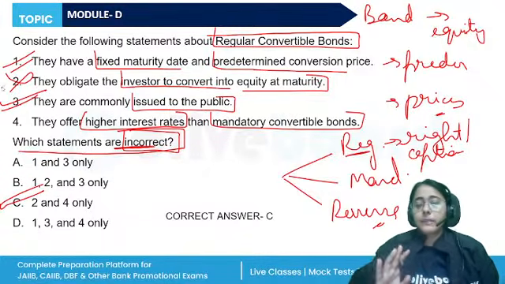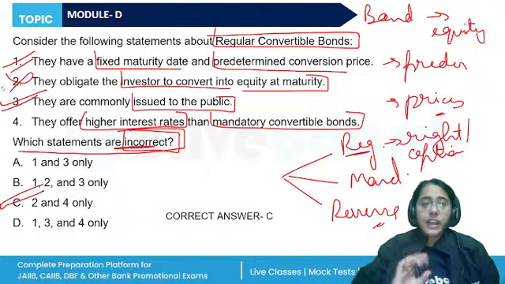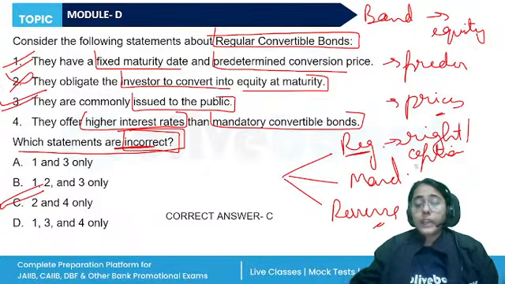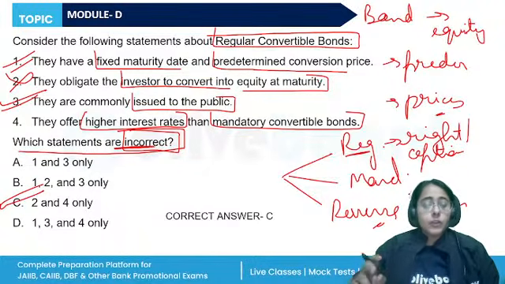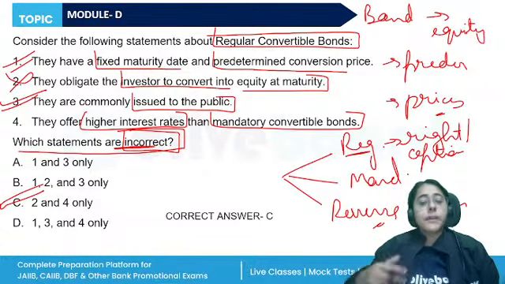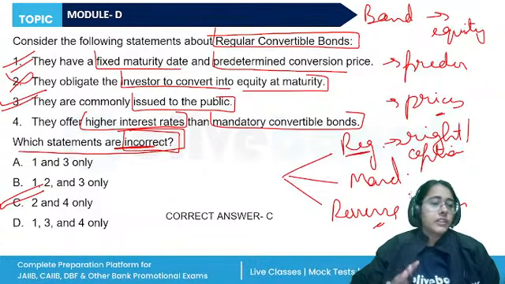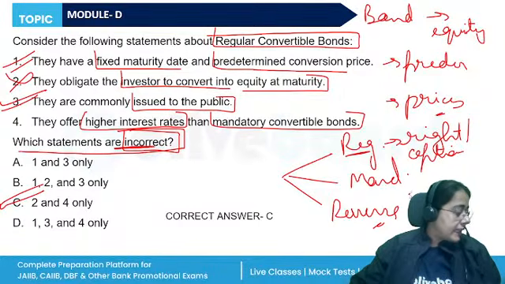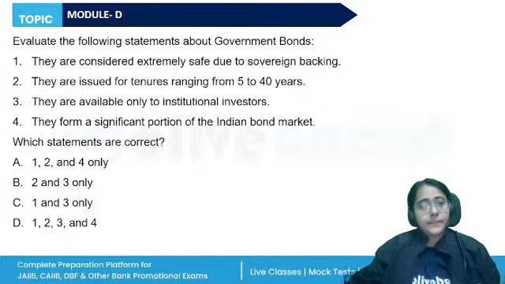Reverse convertible bond: the investor does not have the right or the option, the issuing company, the issuer, has the right to convert them into equity shares upon maturity at the predetermined conversion price. Okay, so the correct answer is C. Everyone has answered C. Yes.